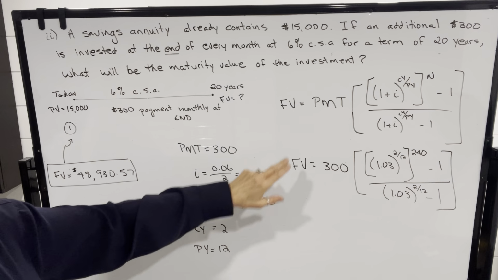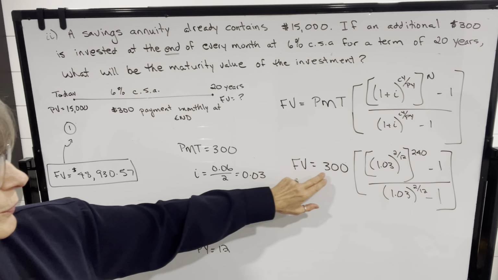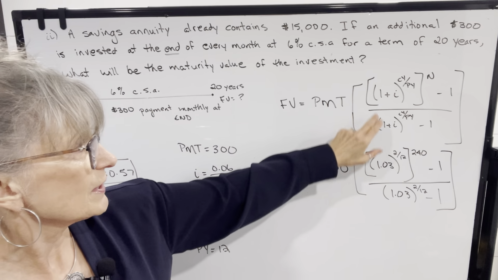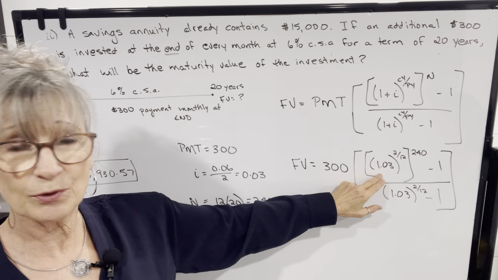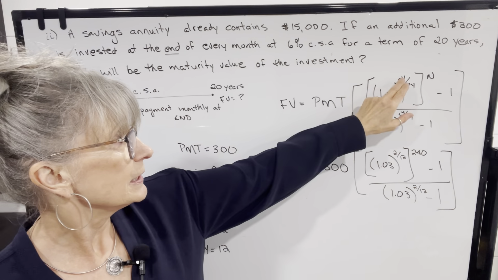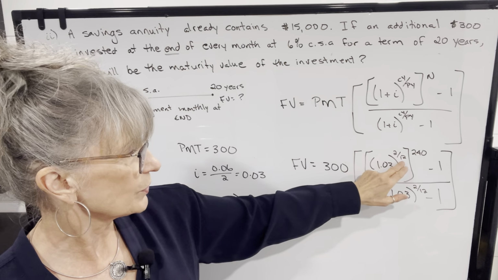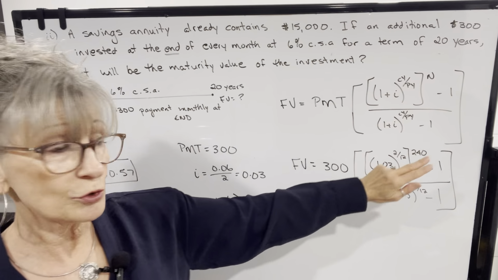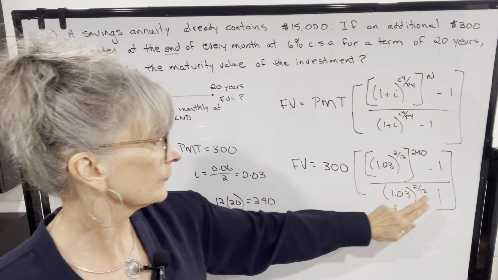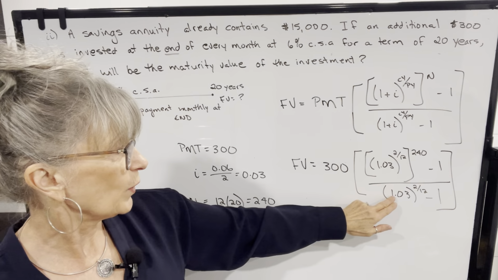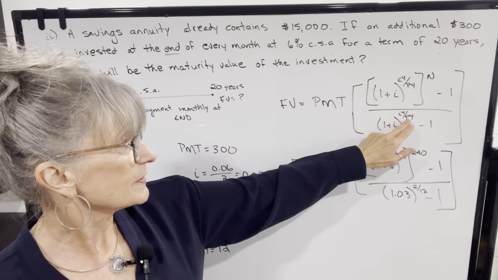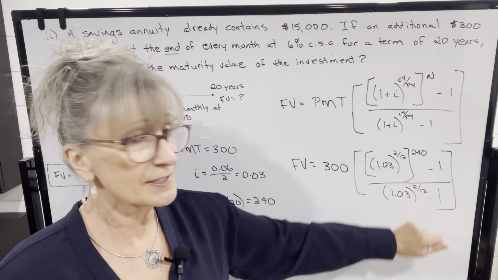When I plug these values into the formula, I get future value equals 300 times 1 plus i, where I added 0.03 to 1 and got 1.03, to the power of cy over py, which would be 2 over 12, to the power of n, which is 240, minus 1, over 1 plus i, which is 1.03, to the same exponent, 2 over 12, minus 1.